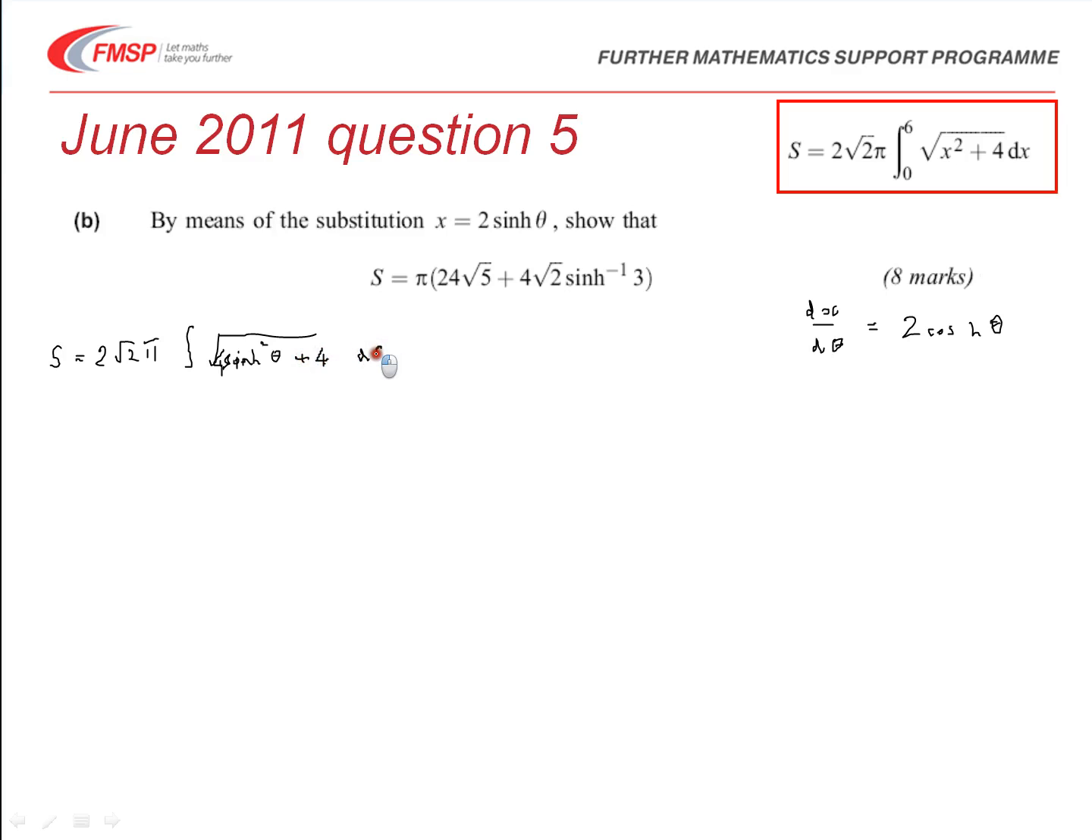and d theta is also multiplied by 2 cosh theta, so hang on a moment, let's put the 2 cosh theta in. D theta.